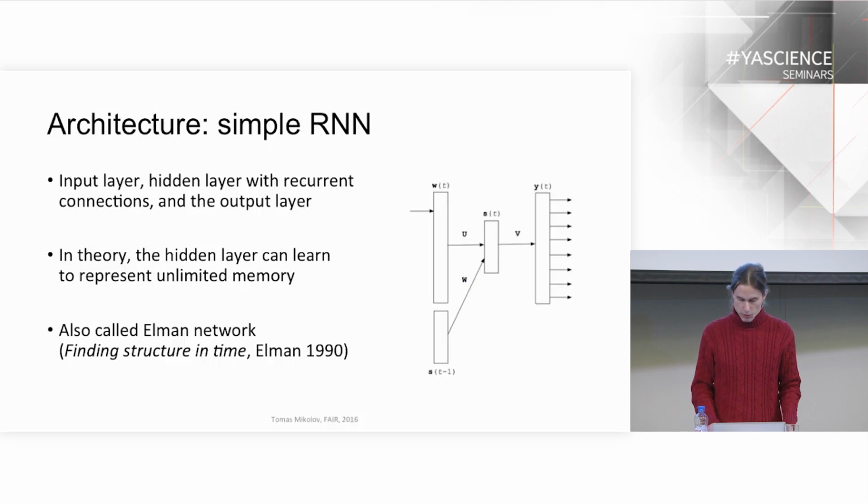So this is a very simple model, and people were very excited about what it could possibly learn, because there were very interesting experiments done by Jeff Elman, for example, in his famous paper, Finding Structure in Time.